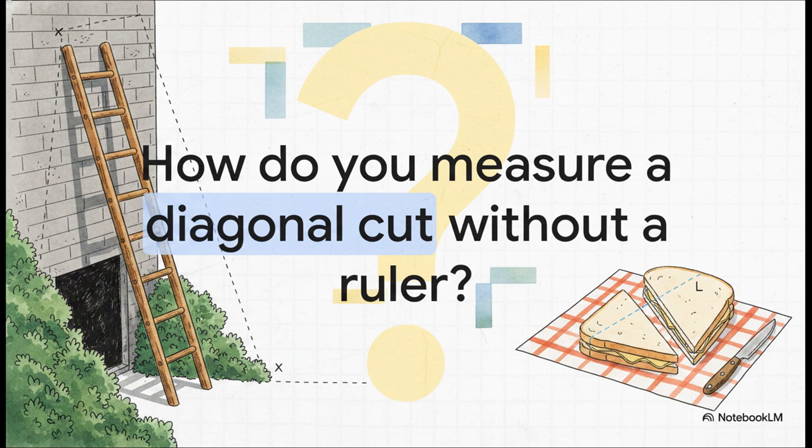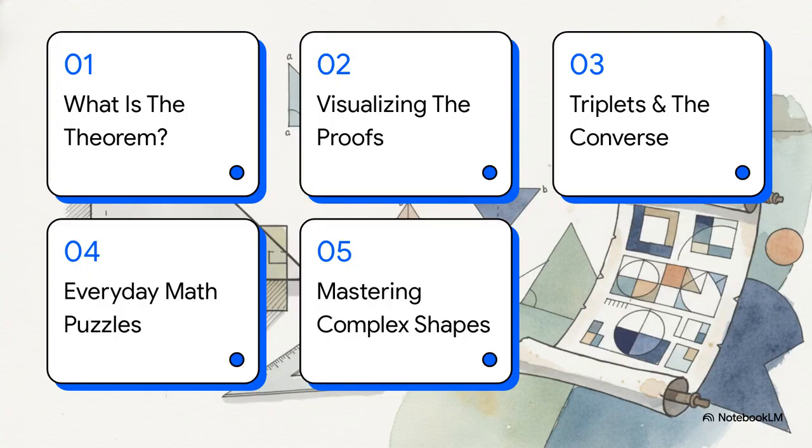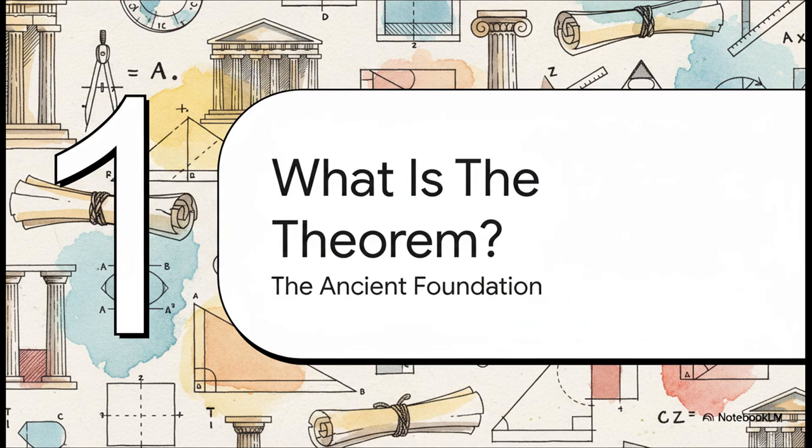These aren't just annoying textbook problems, they are spatial puzzles that we can solve instantly once we have the right tool. So here's our roadmap for today's explainer. First, what is Pythagoras Theorem? Second, visualizing the proofs. Third, triplets and the converse. Fourth, solving everyday math puzzles. And fifth, mastering complex shapes. Let's jump right in. Section 1.